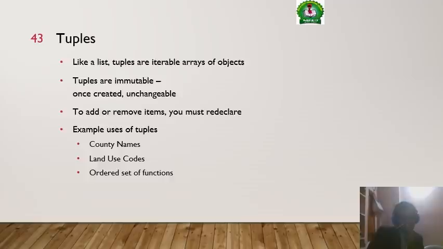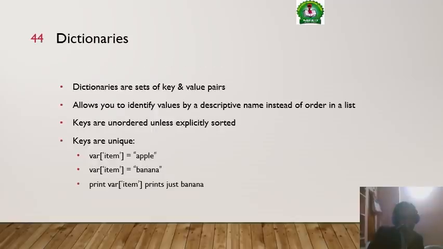A tuple is an iterable array, and it is immutable: once it's created, it cannot be changed. What is it called? Tuple. Examples of tuples are country names and land use codes, and an ordered set of functions can be represented by tuples. So, dictionary: a set of key-value pairs is called what? Dictionary, which allows descriptive names instead of order in the list.